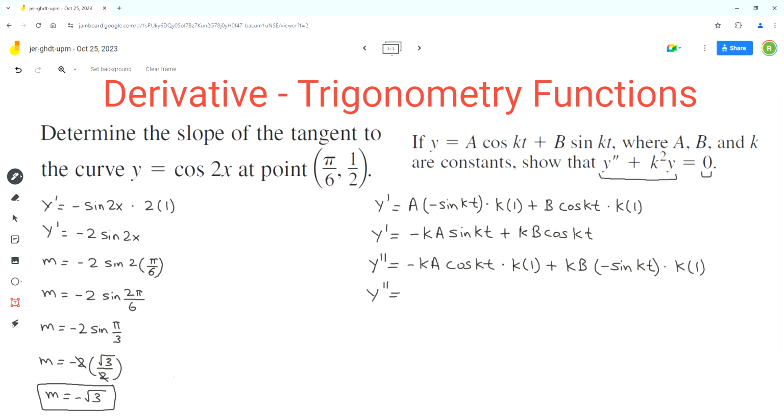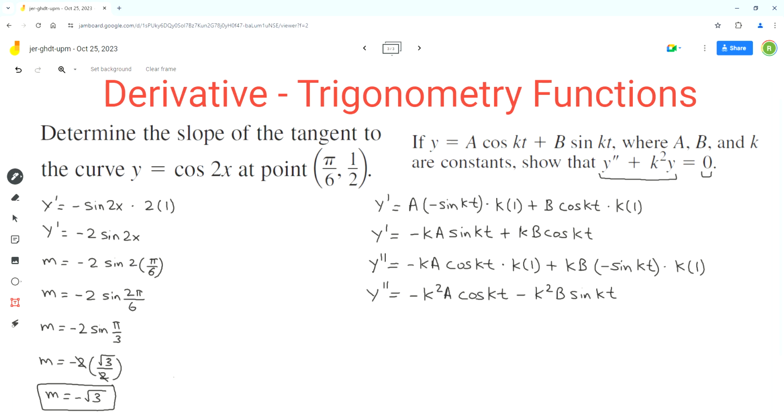In the first part, k times 1 is k, and we can multiply the k by ka, which will become negative k square a times cos kt. And then in the second part, k times 1 is k, and k times kb will be k square b. And when we multiply it by the negative sign term, the whole term will become negative. So this is the expression for the second derivative of y.